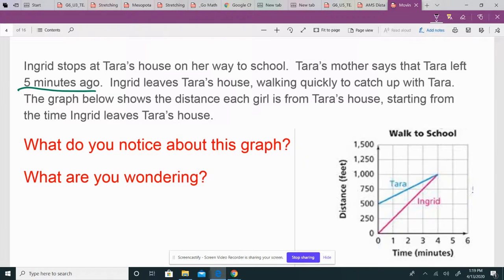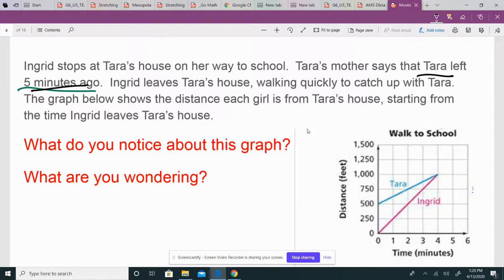And so I'm wondering, does Tara's graph show this whole idea of Tara leaving 5 minutes ago? Ingrid leaves Tara's house. She's walking really, really quickly. But maybe Tara, since she's already 500 meters by the time what looks like Ingrid starts, that's something, again, you might be wondering.